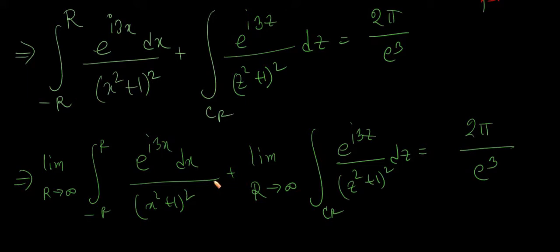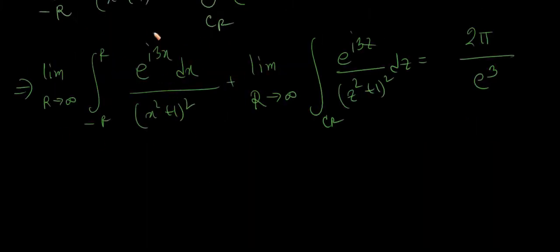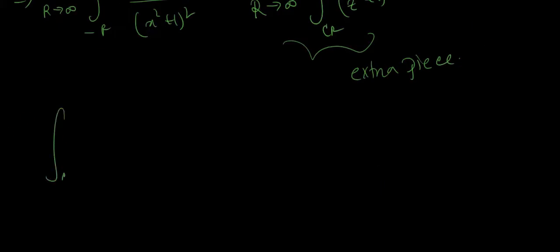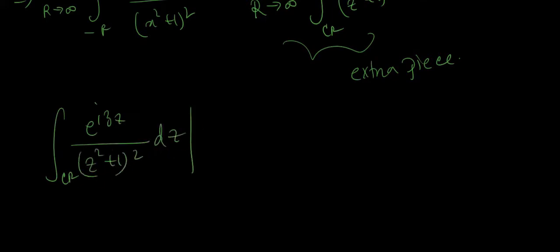And again, if you just inspect, this is the piece that will give us our answer, and this is the extra piece over here. So we already know how to deal with the extra pieces. That is, we use the maximum modulus principle, that is the integral over C r of e to the power I 3z over z square plus 1 whole square dz. This modulus is less than or equal to M, the maximum value, times the length of the contour, where length is just pi r, just like previous videos.